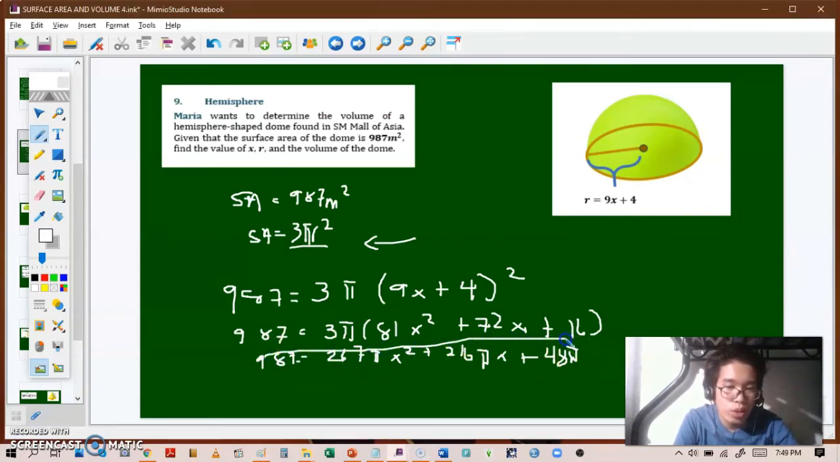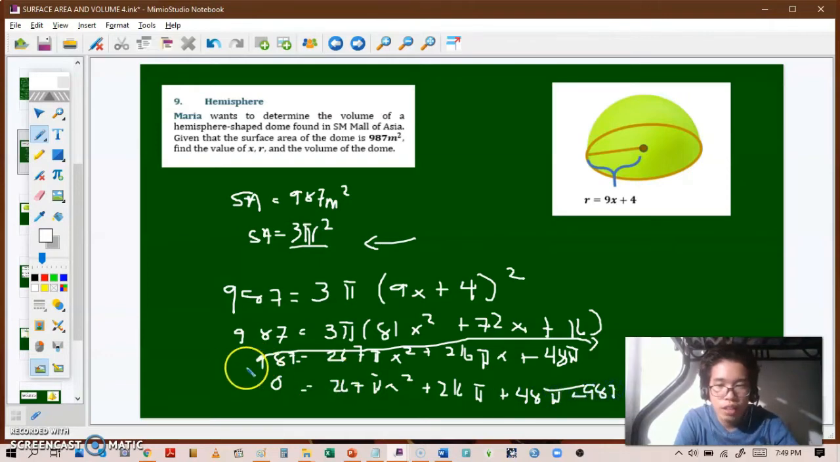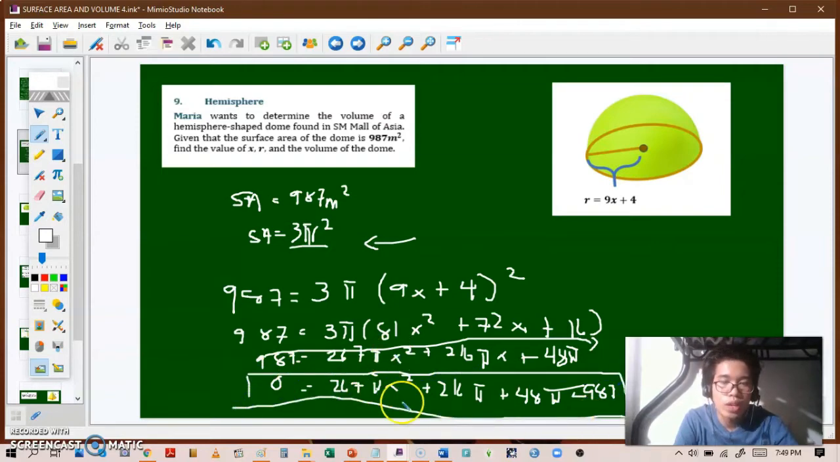And then we transpose 987 to the other side, so we get 0 is equal to 267 pi x squared plus 216 pi x plus 48 pi minus 987. And using our scientific calculator, we can find the two roots of this quadratic equation, since it's an x squared.